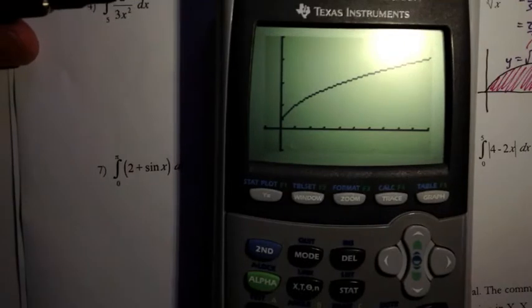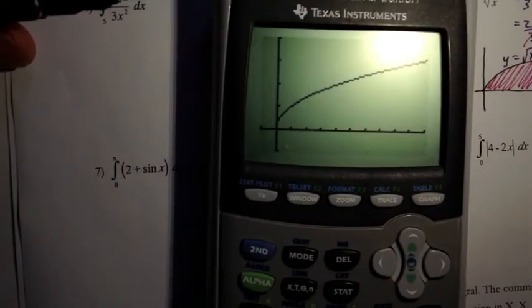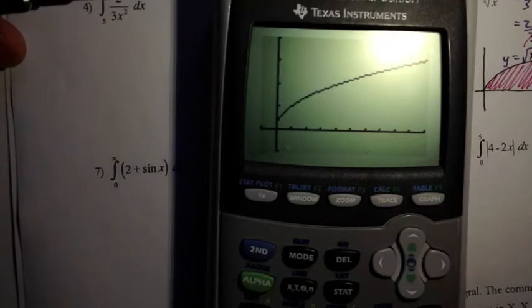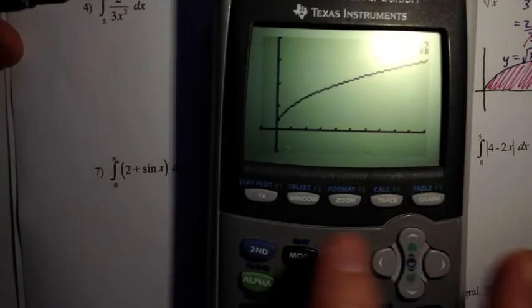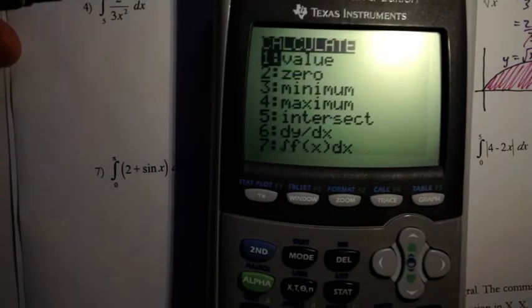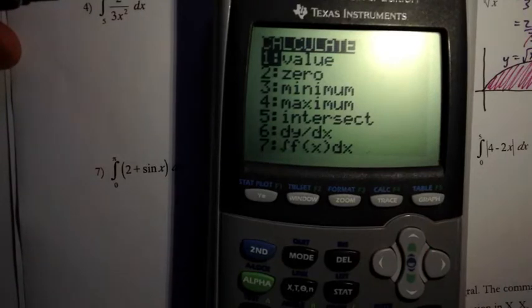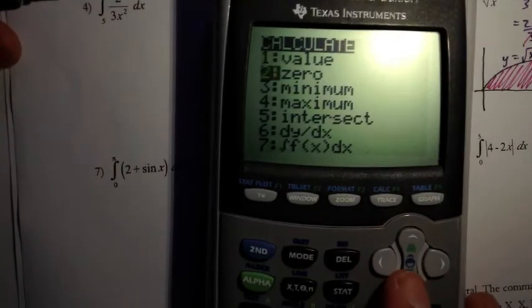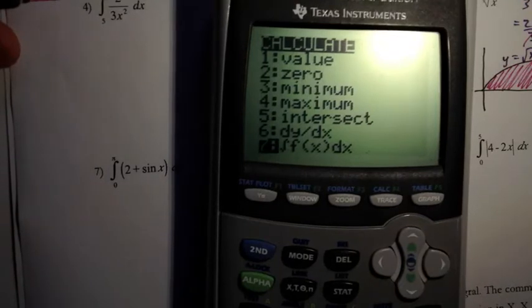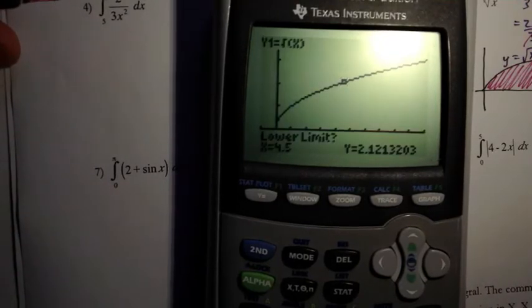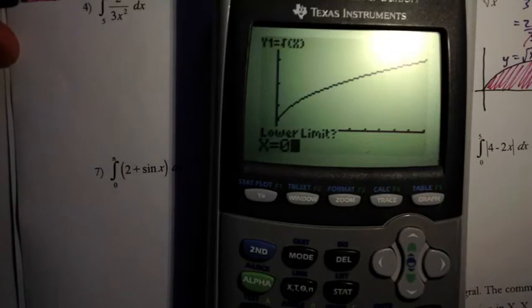Okay. And then we're going to evaluate the integral. Remember what we found? It's 18. And follow along with me here. Do second, calculate. So the trace button, when you put the second first, is CALC above that. So you should know that. And then notice there that number 7, the integral of f of x. Lower limit, we're going to type in our lower limit of 0. Enter. Our upper limit, remember that's 9. X equals 9. Enter.